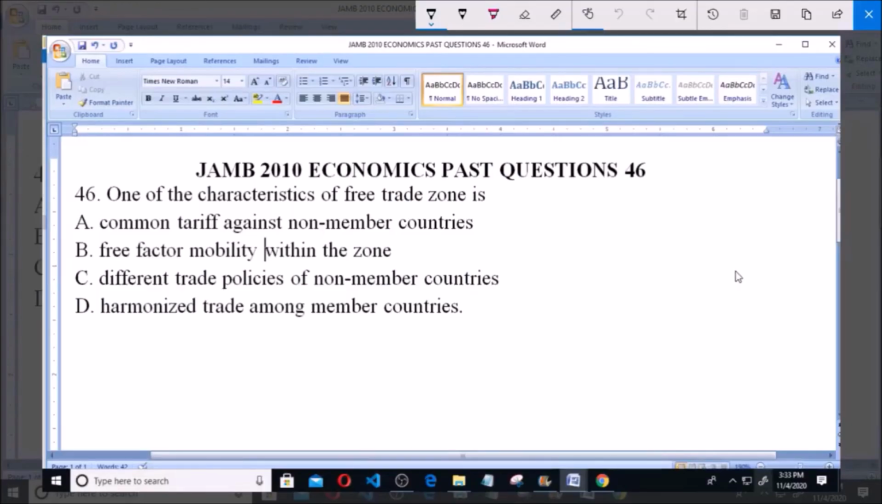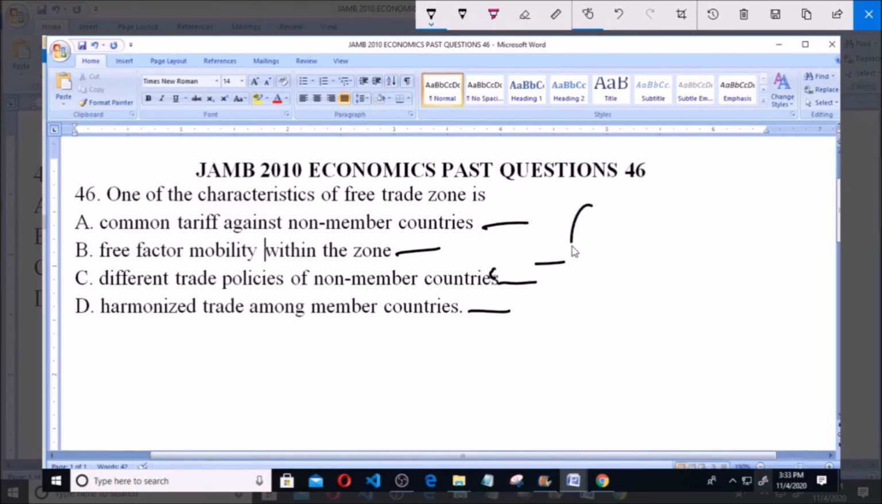To 2010 economics past question number 46. 46 says, one of the characteristics of free trade zone is A, common tariff against non-member countries; B, free factor mobility within the zone; C, different trade policies of non-member countries; and D, harmonized trade among member countries.